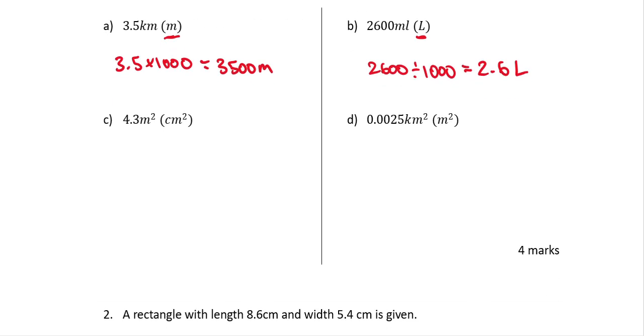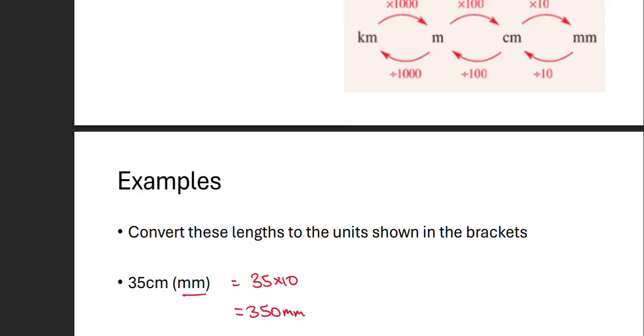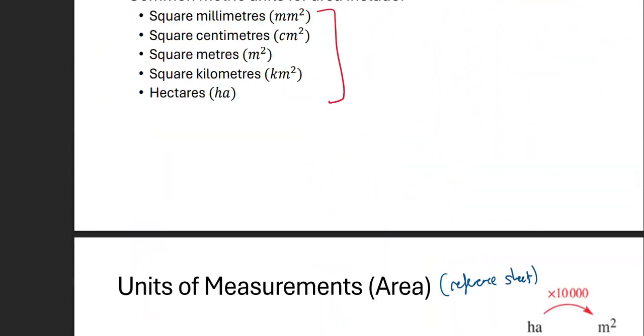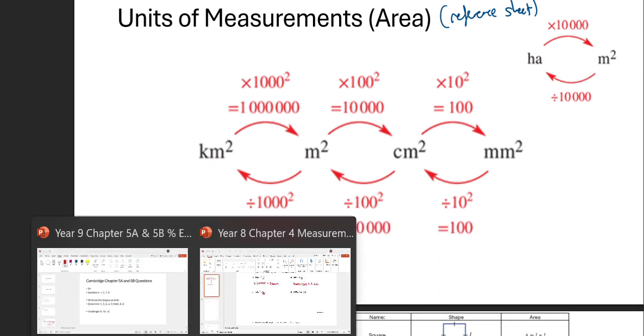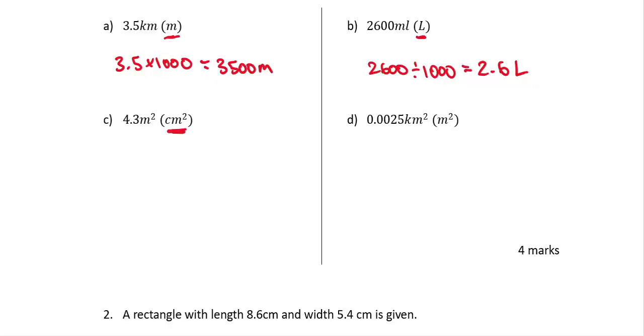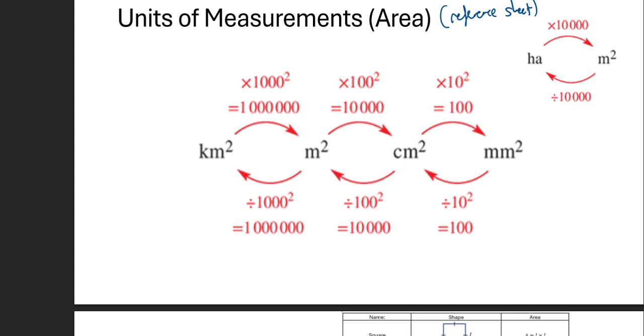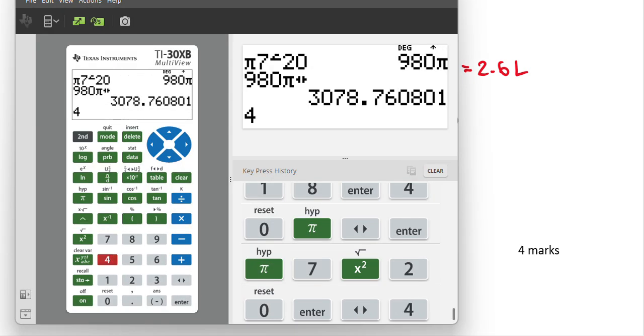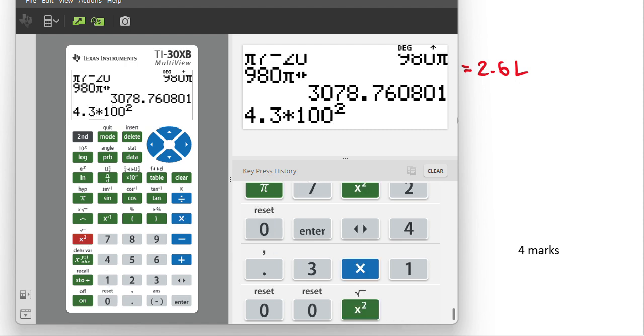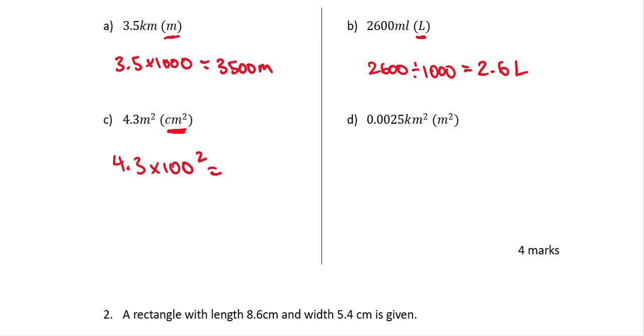And now, part C, I've got 4.3 meters squared. Need to convert that to centimeters squared. Let's just find it. Here we go. So, what was it that we needed? Meters to centimeters squared. So that's times 100 squared, okay? So you just write 4.3 times 100 squared. And if you type that exactly in your calculator, you get 43,000.